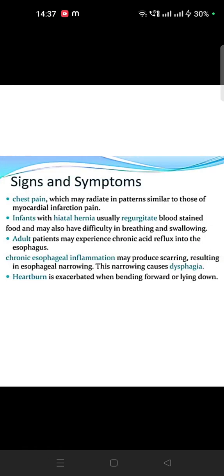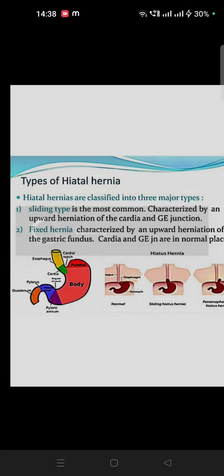Then symptoms: chest pain, which may radiate, similar to myocardial infarction patients. Infants with a hiatal hernia usually regurgitate blood-stained material. Food may also make breathing or swallowing difficult. Adult patients may experience chronic acid reflux into the esophagus. Chronic esophageal inflammation may lead to scarring, resulting in esophageal narrowing. So it causes dysphagia and heartburn.